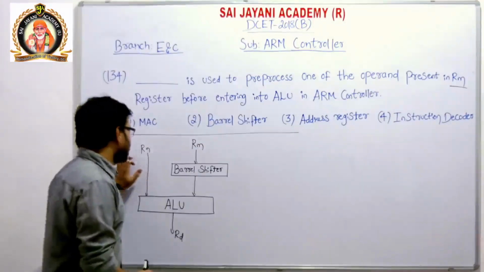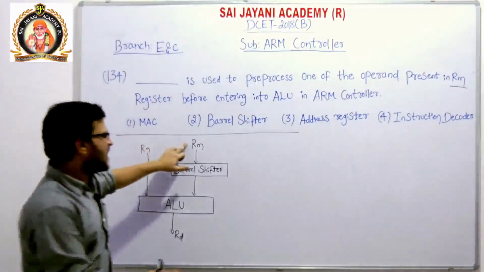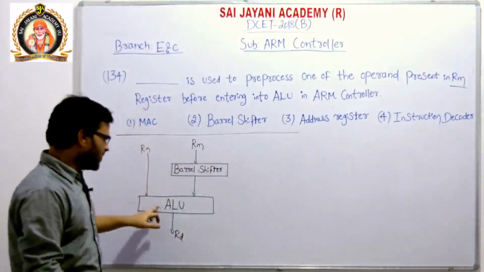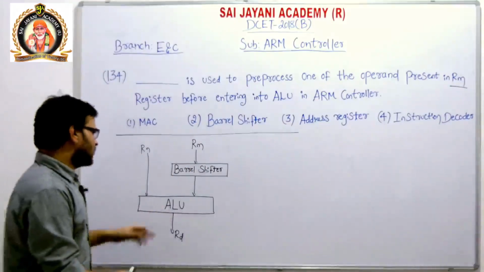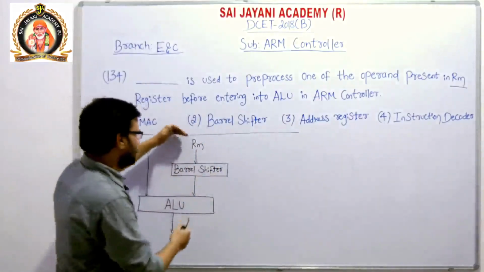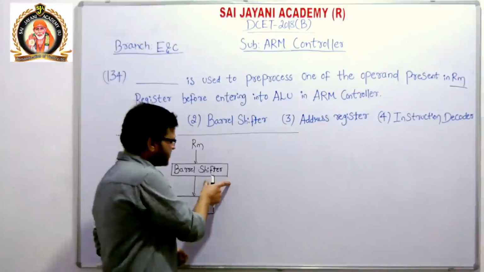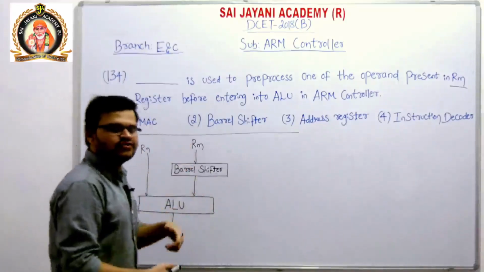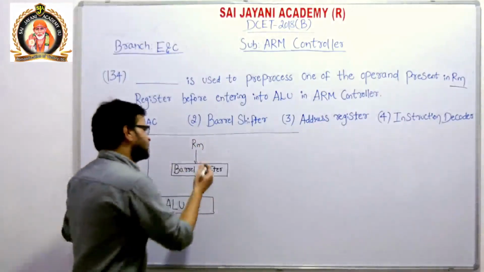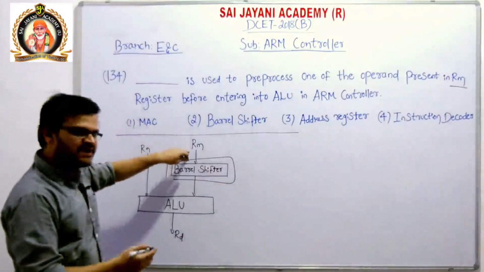Consider here we are taking two source registers, Rn and Rm. Here the Rn register is directly fed into the arithmetic logic unit. But the Rm register, before entering into the ALU, is first fed into the barrel shifter. The barrel shifter shifts the Rm value to the left or right by a specific number of positions. So in the barrel shifter, the value of Rm is pre-processed.